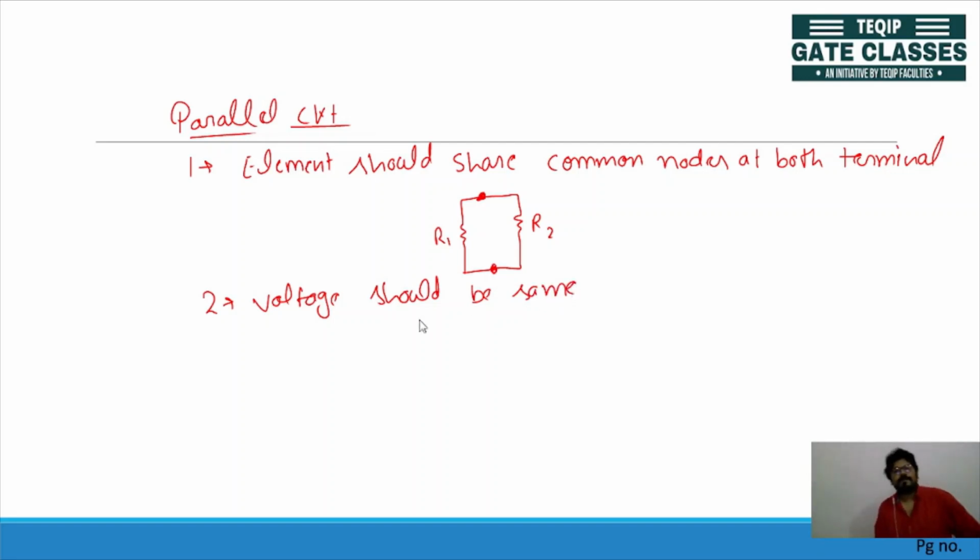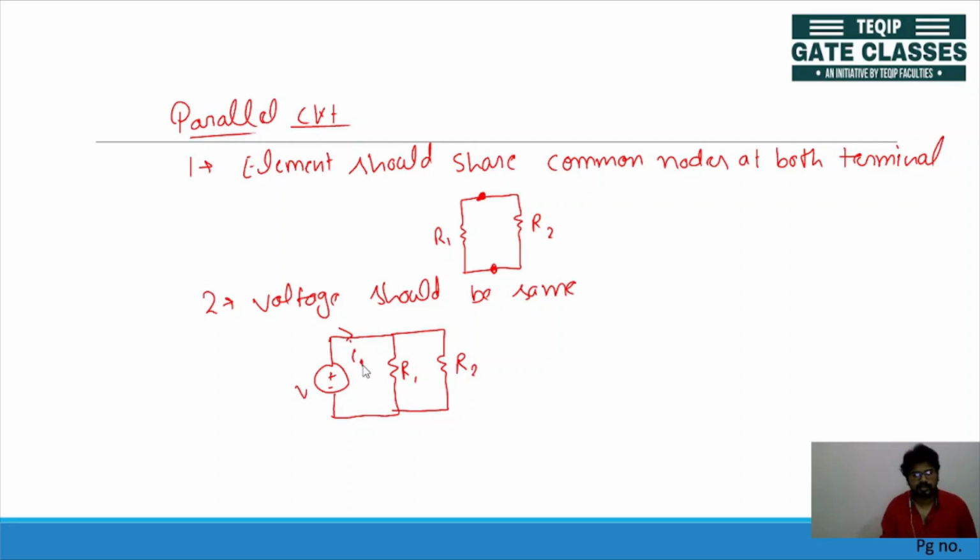Okay, so let's draw a parallel circuit here. We have voltage V, resistance R1 here, and parallel resistance R2 here. The current from the source is I, and the currents entering the nodes are I1, I2. So in a parallel circuit, the current will be divided and the voltage will be the same.